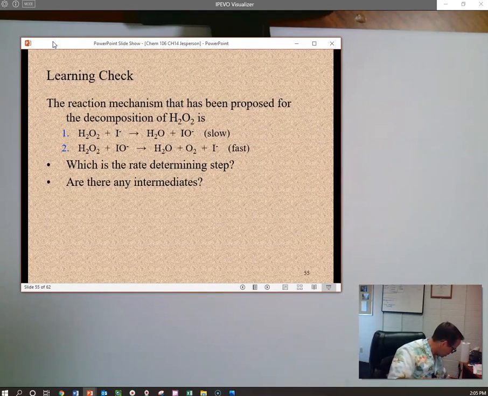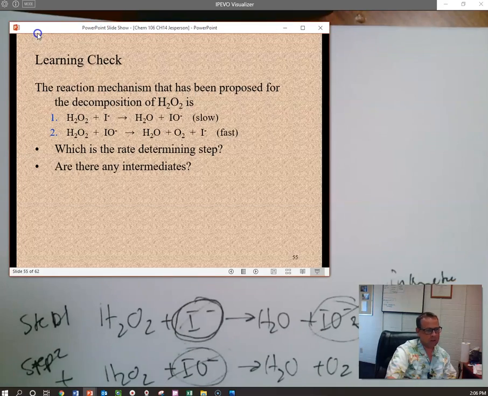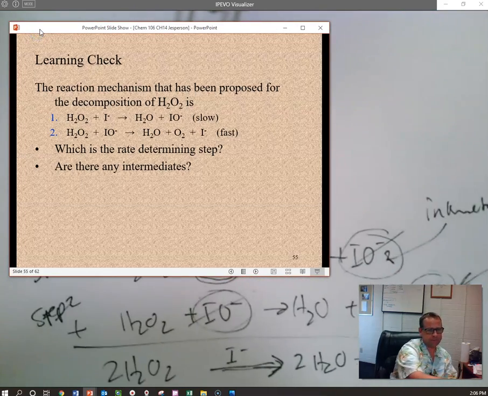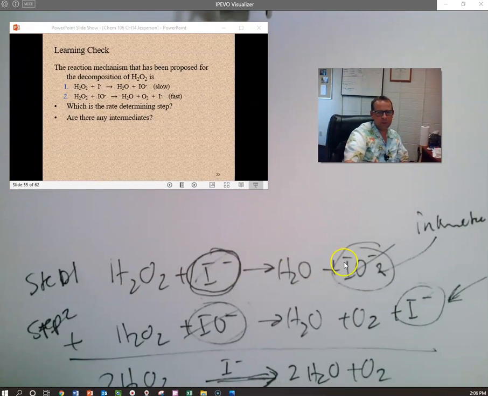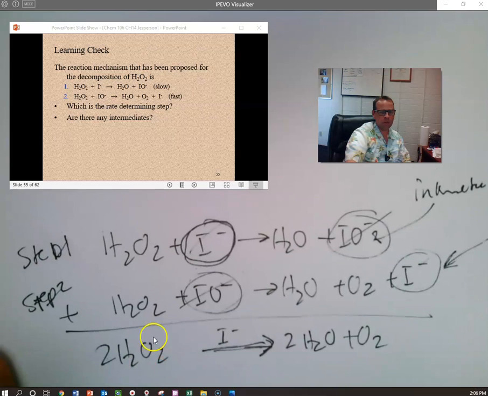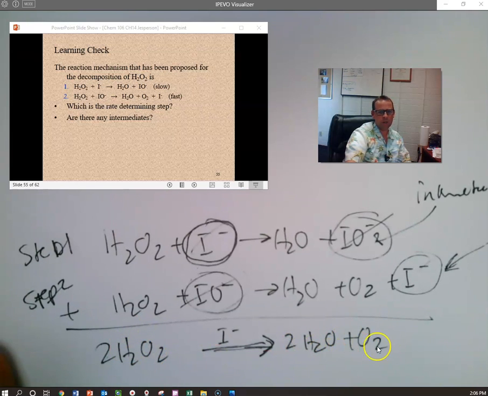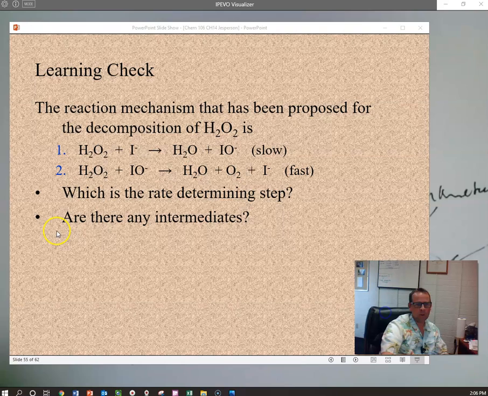And we wrote this last time. In fact, I think I have it right here. If I take the steps for this reaction and I add them together, then we can see first step, second step, the overall reaction is 2 hydrogen peroxides going to 2 waters and an oxygen, because these cancel out, right?